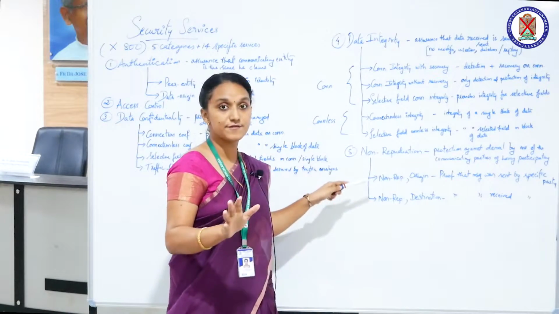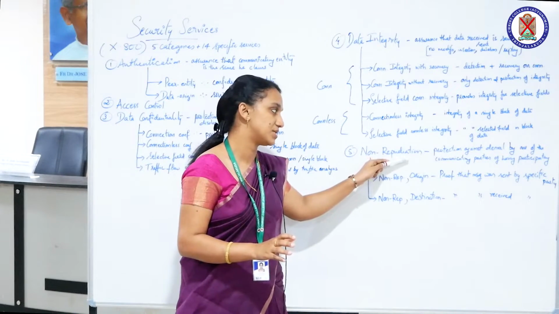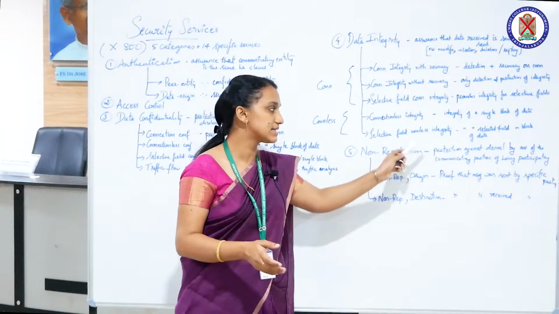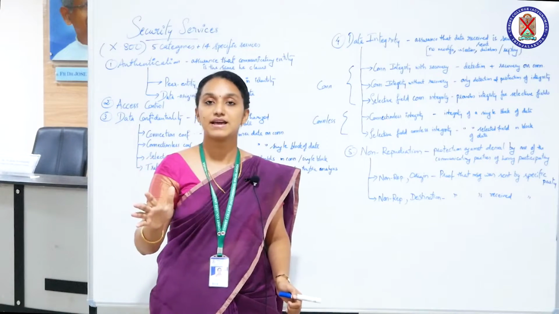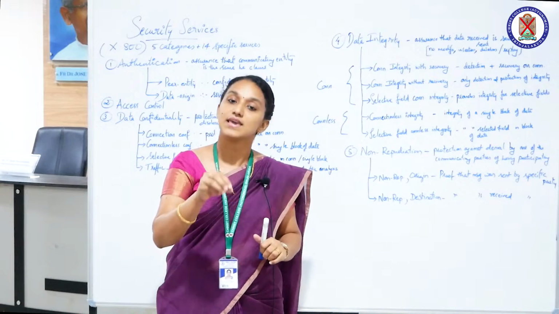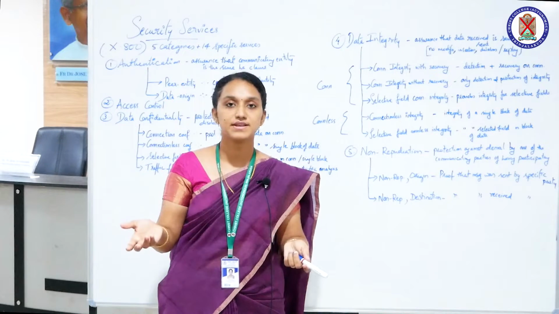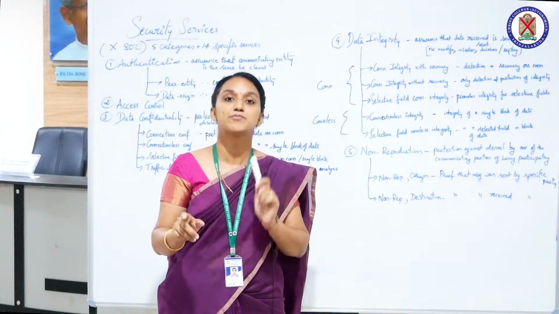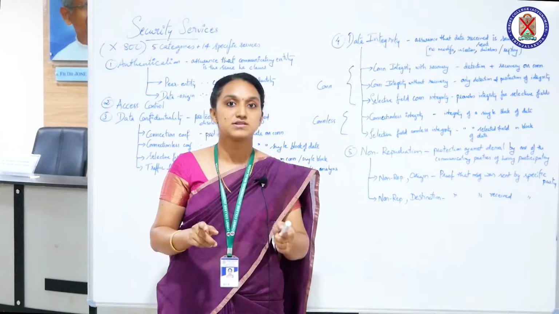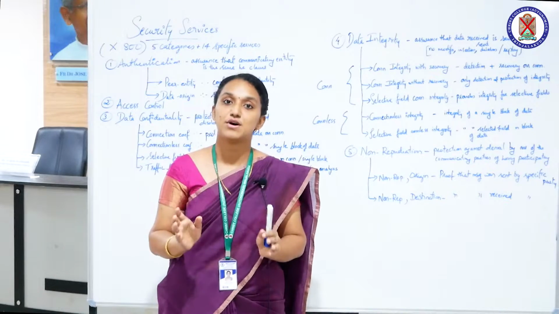The last, or the fifth, main category of security service is non-repudiation. It's actually not a very familiar concept, but still, non-repudiation is nothing but protection against denial by one of the communicating entities of participating in the communication. A is sending some message to B and B denies, I didn't get the message. So in that case, we have a proof that this message was sent by origin A and this message is received by the destination B, and that service is called non-repudiation.